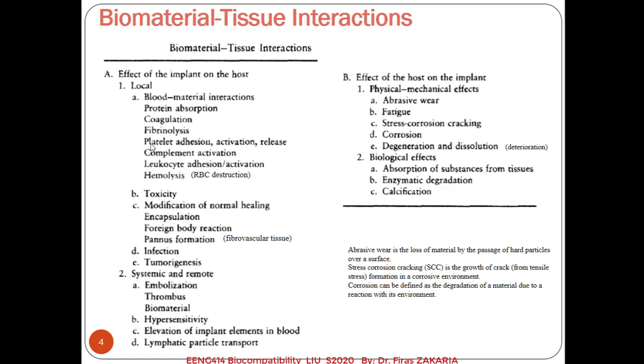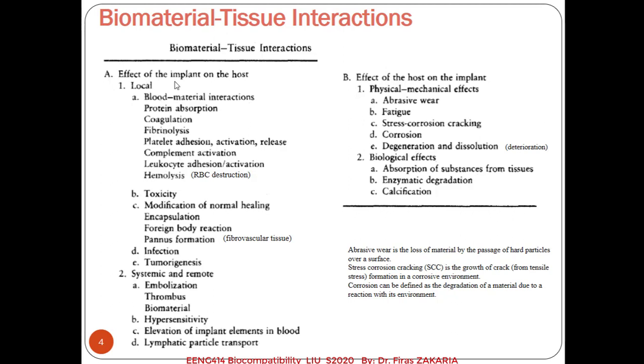Then we have, for example, platelet adhesion, activation and release of platelets, and complement activation of the complement system. We will see later what the complement system is. Leukocyte adhesion; of course, leukocytes are the white blood cells. For example, activation of the leukocytes, meaning activation of the white blood cells, so there will surely be activation of the immune system. Hemolysis is the destruction of the red blood cells, meaning the blood cells die and the person becomes weak.